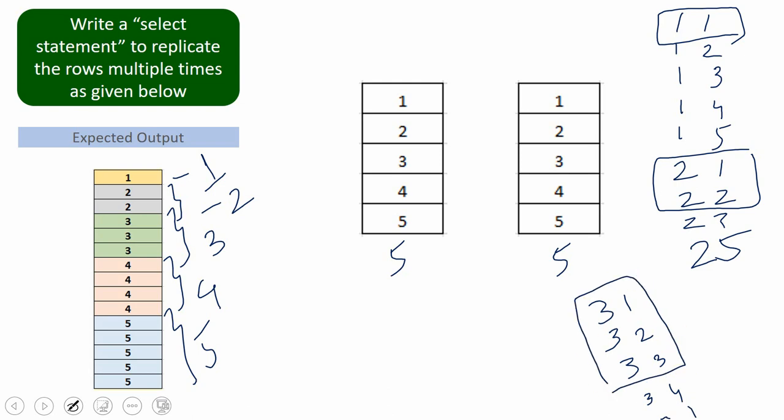If you see very clearly, what we are interested in is whatever value from table 1 is less than or equal to the value from table 2. So the condition is table 1 dot column less than or equal to table 2 dot column. That's it. Let me just show you the SQL so that it will be much simpler.